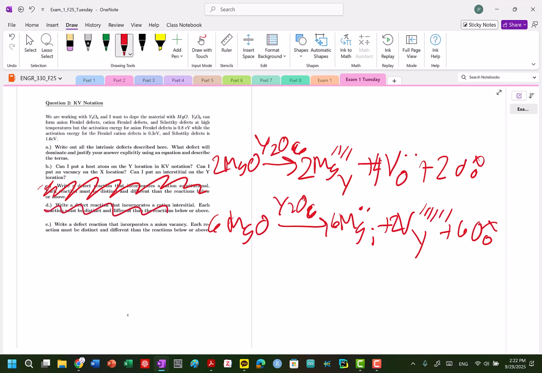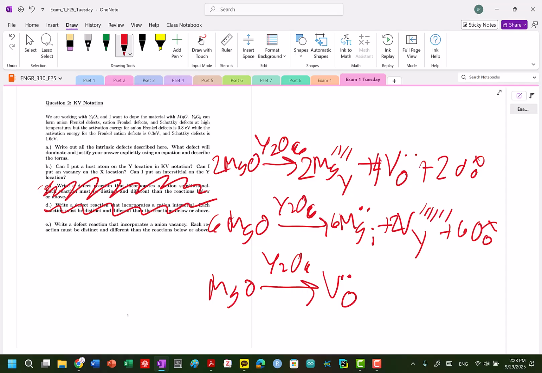And then finally, anion vacancy, MgO goes to Y2O6. So let's go ahead. I need an anion vacancy, so a vacancy in here. Now we already have a reaction there, but again, we need to be distinct. So I need some other negative reaction that will occur here. So I can actually see, well, I need an Mg. So how about I do this? Let's start to think. What would be a unique reaction that we can have here?